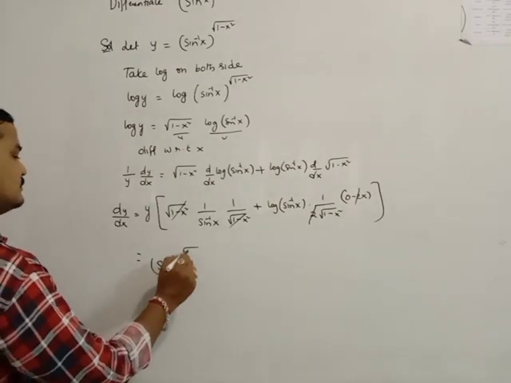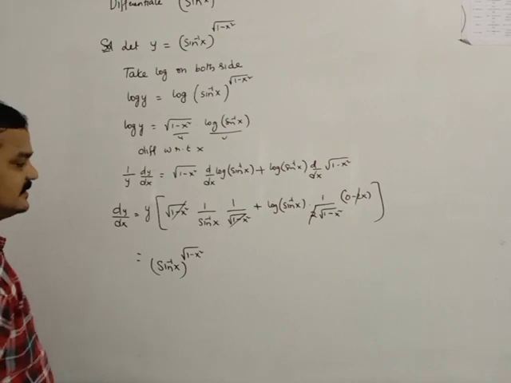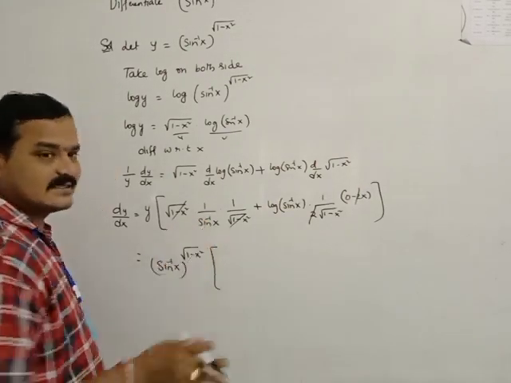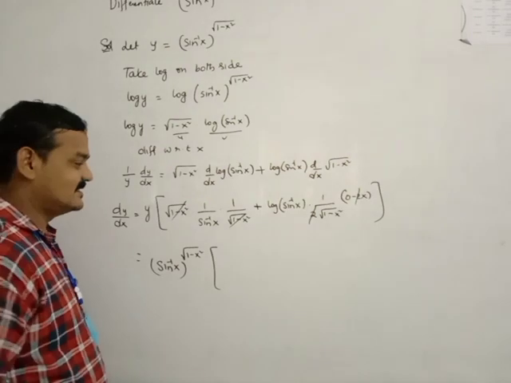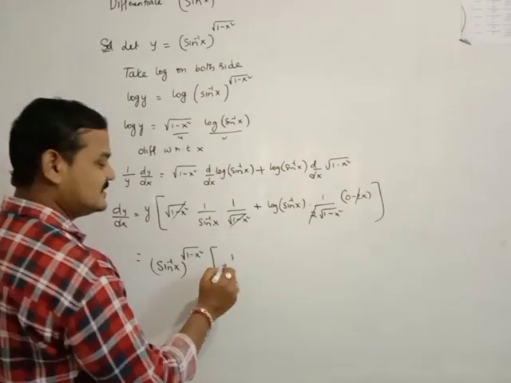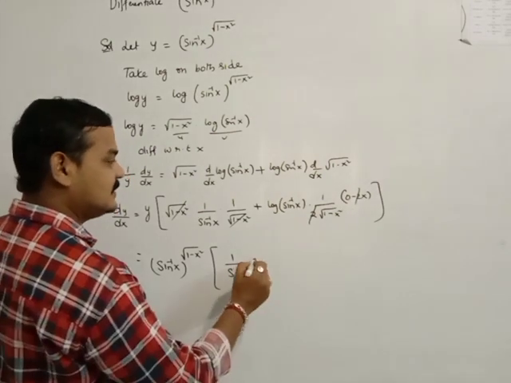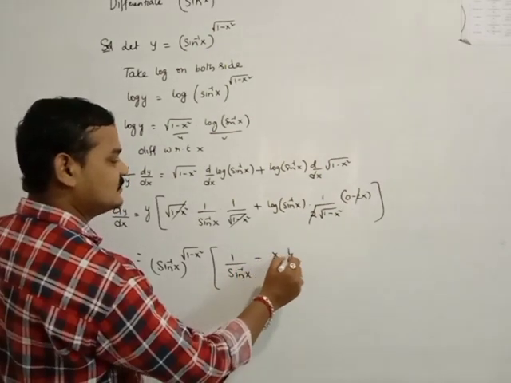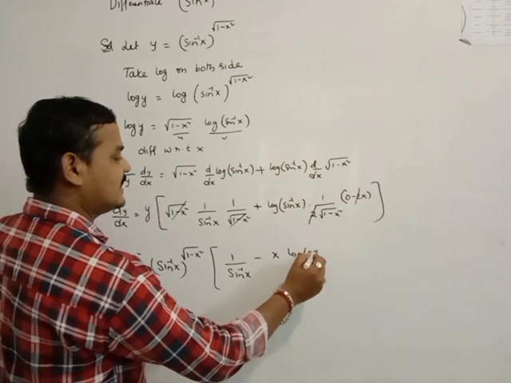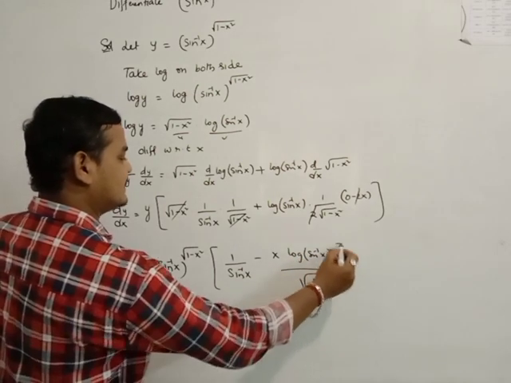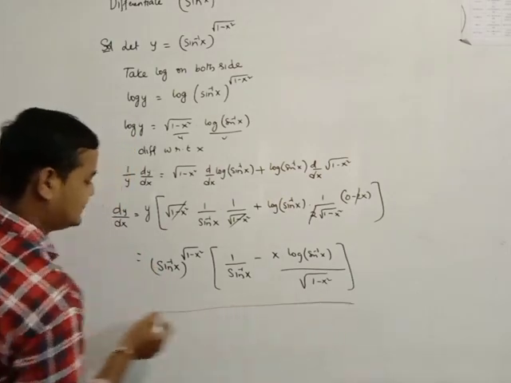whole to the power of root over 1 minus x square into, if this cancels, 1 by sin inverse x is never equal to cosec inverse x. This is the only thing, so don't change anything. It will stay like this only: 1 by sin inverse of x minus x into log of sin inverse of x by root over 1 minus x square. This is the answer of this one.